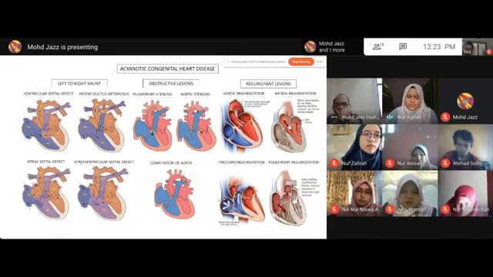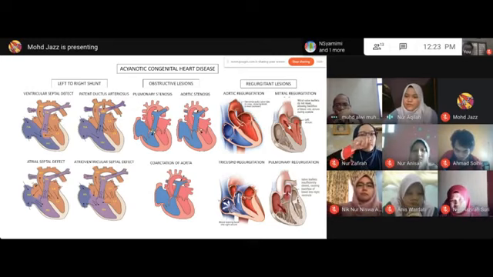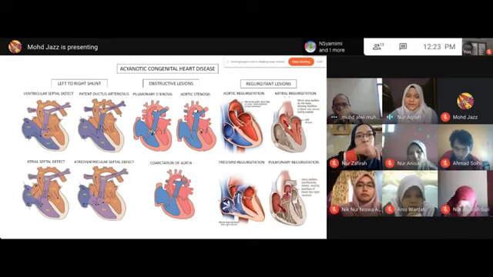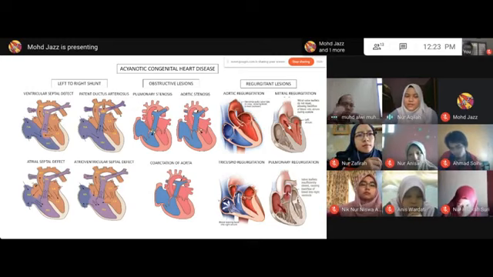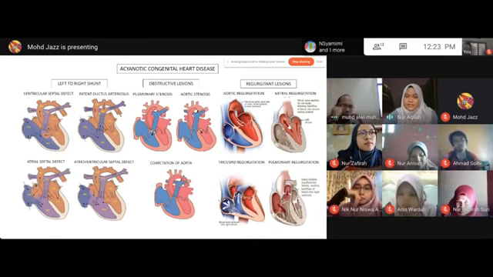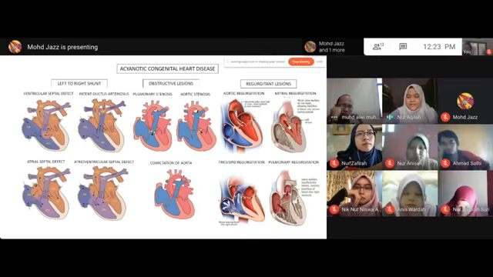So, as you can see in this picture, when there is a defect in the ventricular septum, because the left ventricle has higher pressure than the right ventricle, there will be a left to right shunt. So the oxygenated blood from the left ventricle will enter the right ventricle and cause mixing. However, there is no apparent cyanosis in the patient because the oxygenated blood in the left ventricle is still preserved.